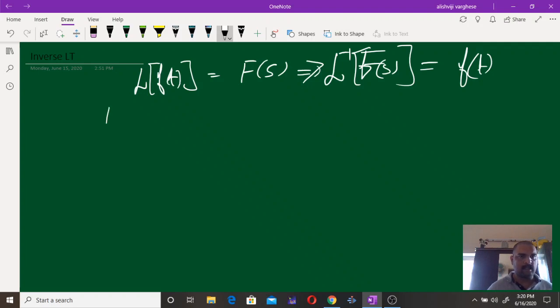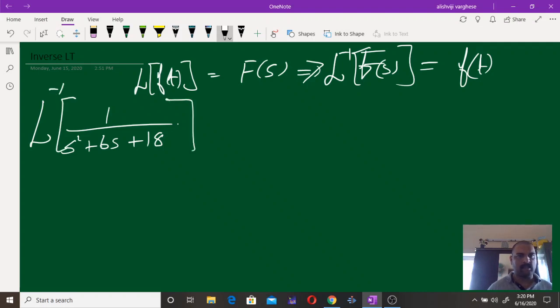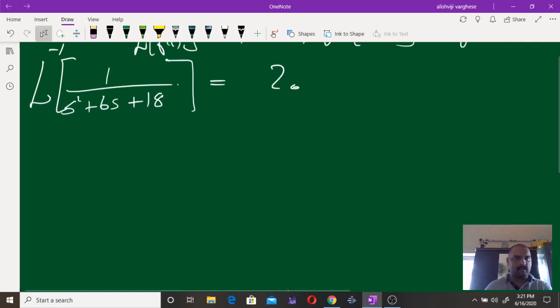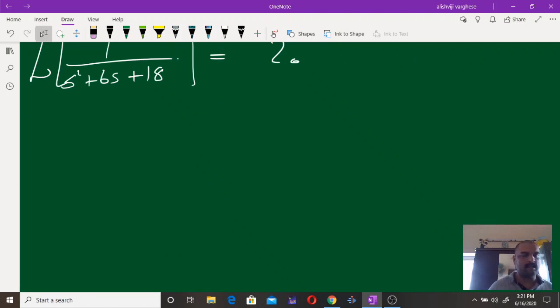Just consider the function 1 by s square plus 6s plus 18. This is a simple rational expression, and we are looking for the inverse Laplace transform of this particular expression. So far we don't have any direct function in t for which the Laplace transform is 1 by s square plus 6s plus 18. So for that, our procedure is like this.